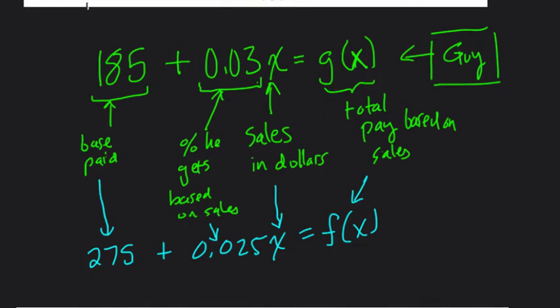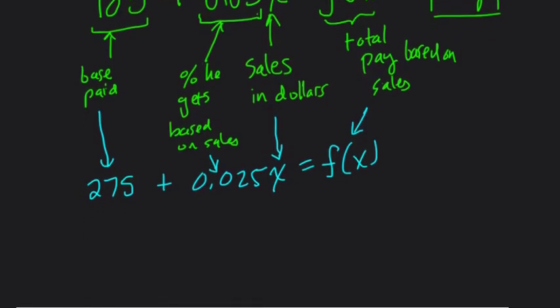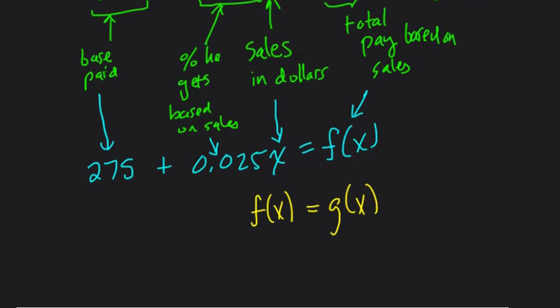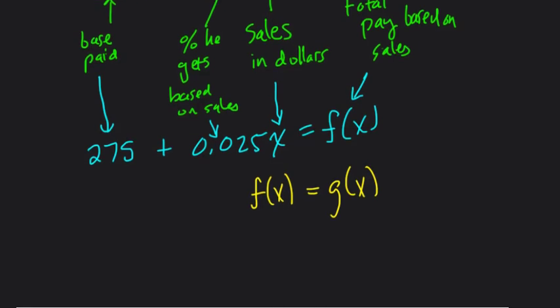Determine the value x in dollars that will make their weekly pay the same. The key phrase here is the same. For things to be the same, that means they're mathematically equivalent. So what's really beautiful about these equations is you can find when they're equal by setting them equal to each other and solving for x. So f of x equals g of x. We can just set them equal, solve for x, and we'll know exactly when they're the same.